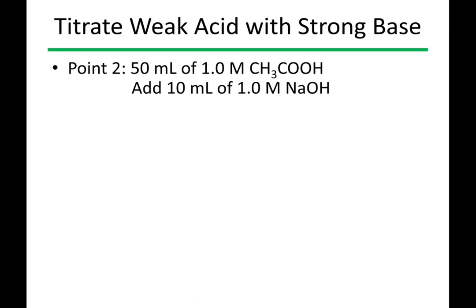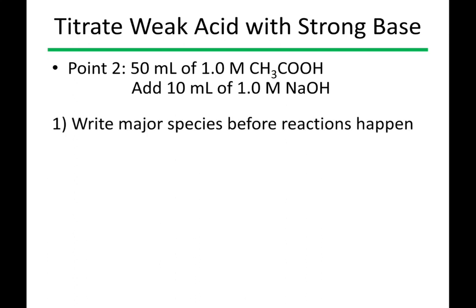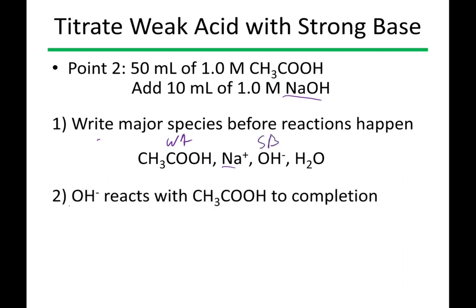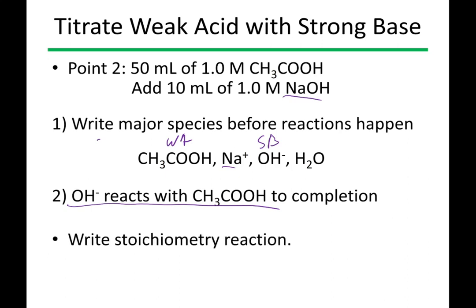Here, we're going to add 10 milliliters of the NaOH to the solution. The major species before this happens are our weak acid, and we've added the strong base, so it's going to split up into the sodium and the hydroxide and water. So the OH minus is going to react with the CH3COOH to completion. This means we're going to have to do a stoichiometry reaction and make a before and after.